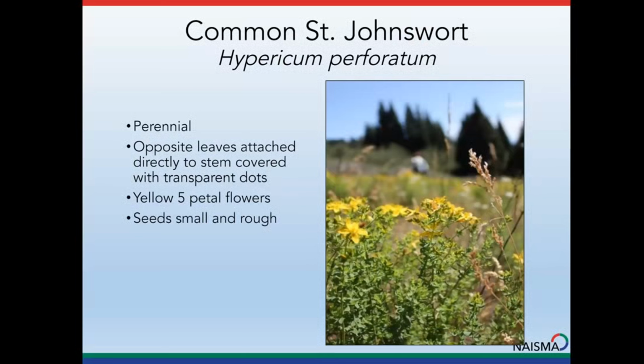Now we move to common St. John's wort. So common St. John's wort is a perennial species, was introduced for homeopathic purposes and has spread into many forested situations and invasions. Its leaves are opposite and attached directly to the stem, so it doesn't have a leaf petiole or a leaf stem. They're attached directly to the stem. The leaves are unique. Some of you that deal with this species, if you were to hold it up, it has little spots, like little holes in it, transparent dots. The flowers are 5-petaled with numerous stamens, and the seeds are small and rough.